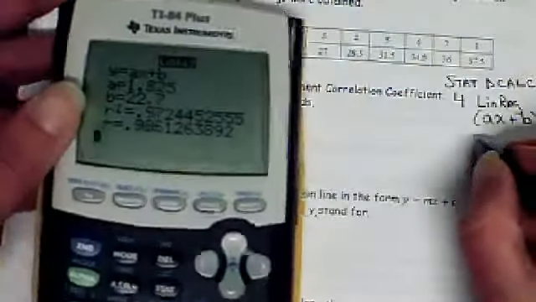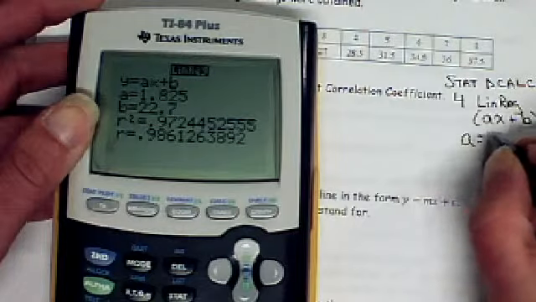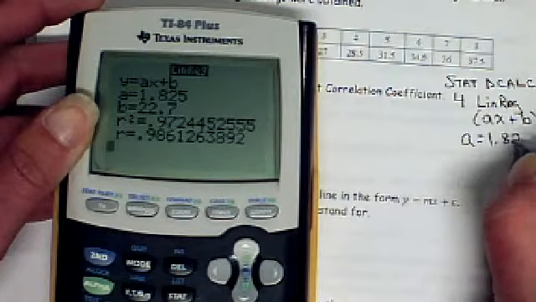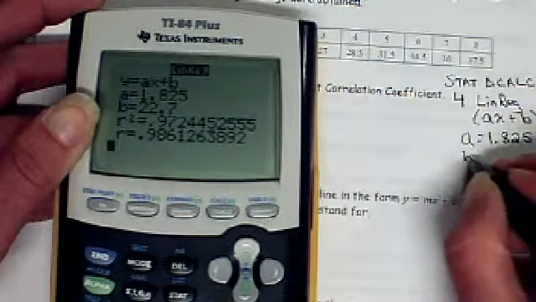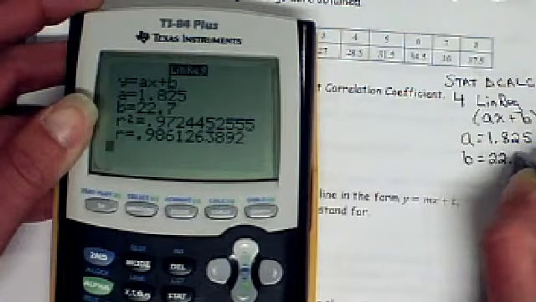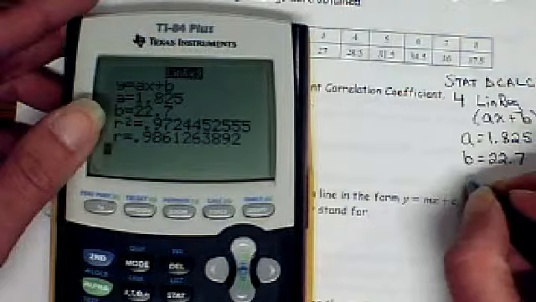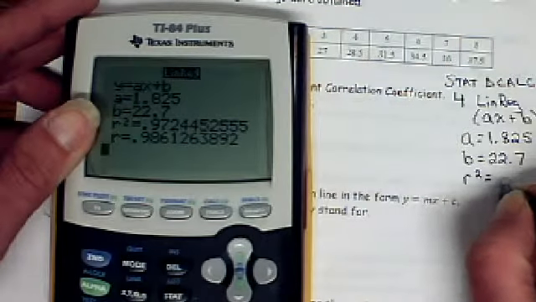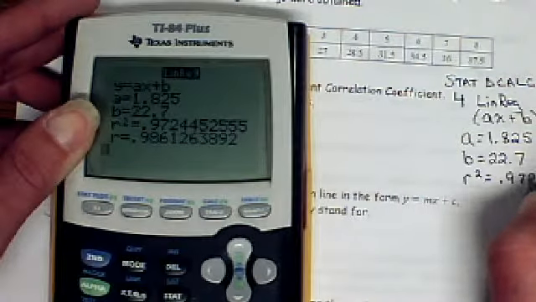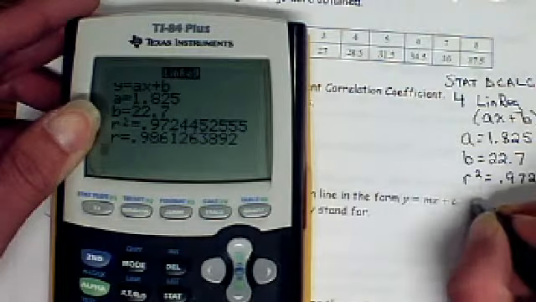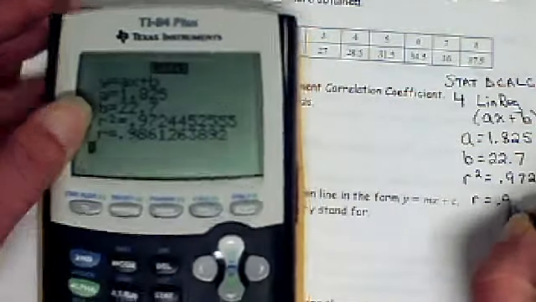And it gives me a whole bunch of stuff. Let me write down everything it gives me. A equals 1.825. B is 22.7. R squared is 0.9724. I'm just going to stop there. R is 0.986.